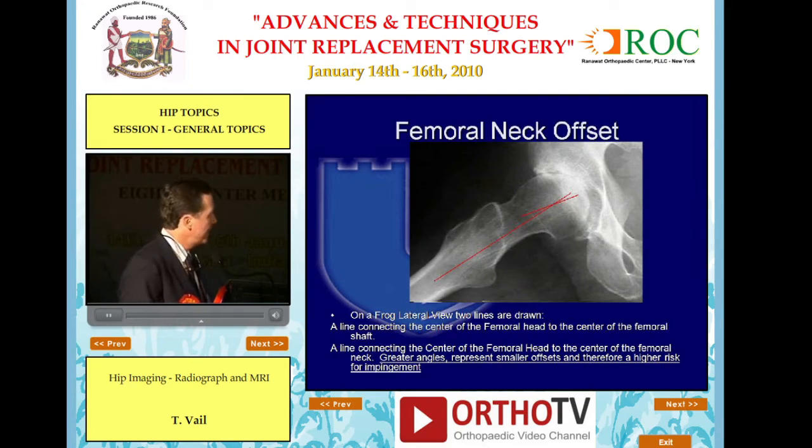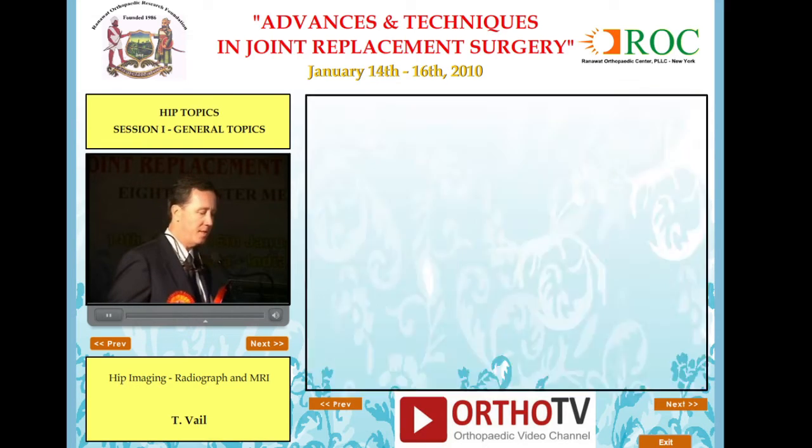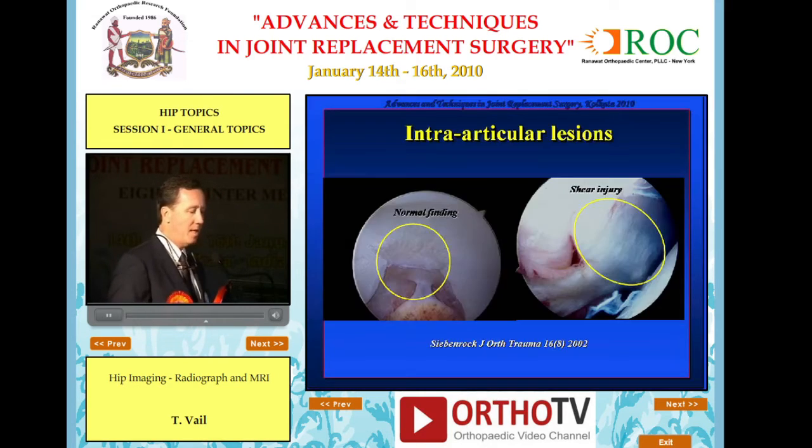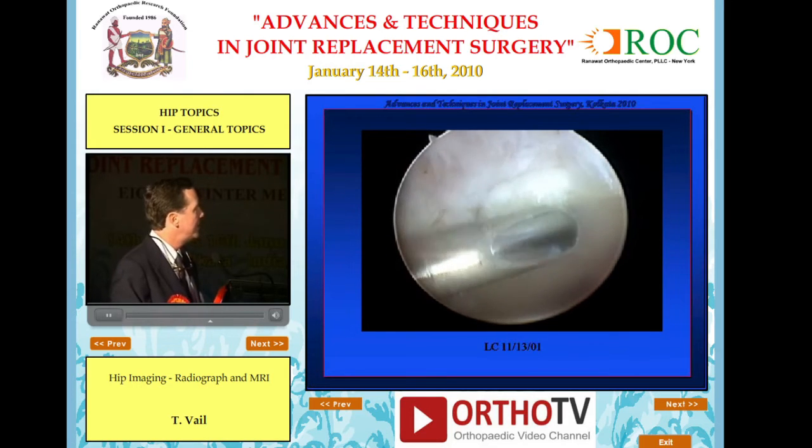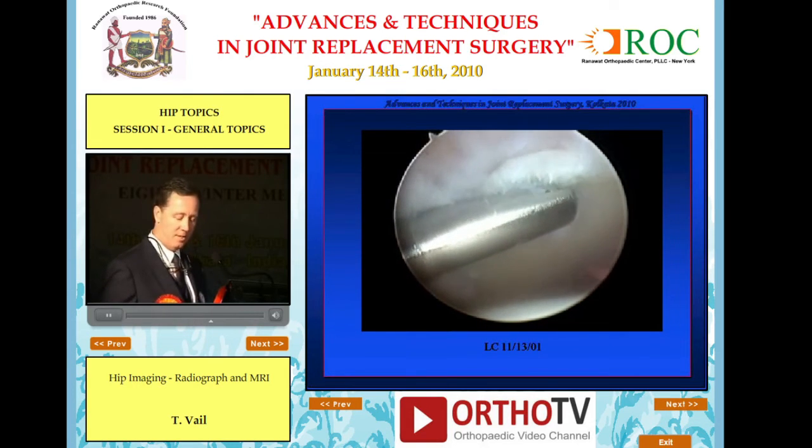Femoral neck offset is another important radiographic measurement that you can get from a frog leg view, and the offset may be relevant to impingement in impingement procedures, and it may be relevant to positioning of a component in a hip resurfacing procedure. All right, how about imaging of chondral or labral injury pathology? What we're looking at here is the ability to image subtle differences, subtle abnormalities in cartilage, shear injuries, the ability to detect delamination of the cartilage that you see here.